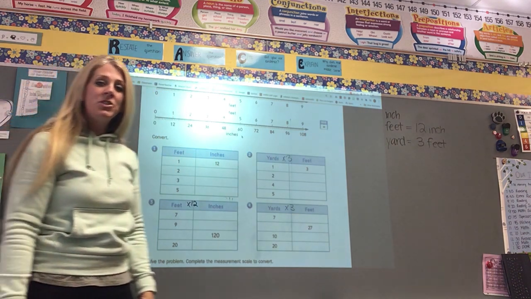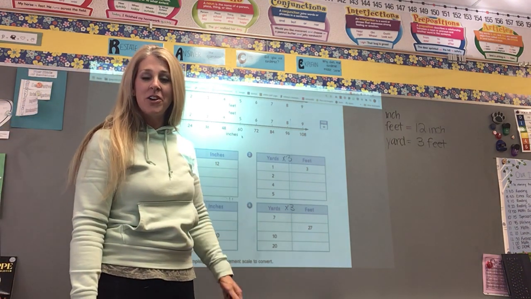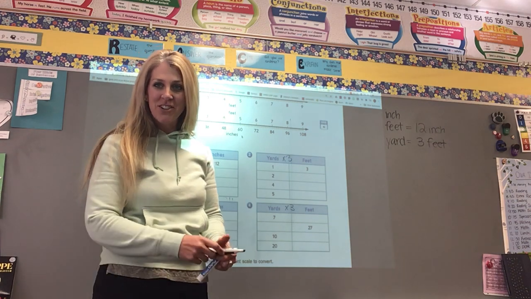Your job is to go through and finish this page on your own. This is page 24 in your journal. Good luck.